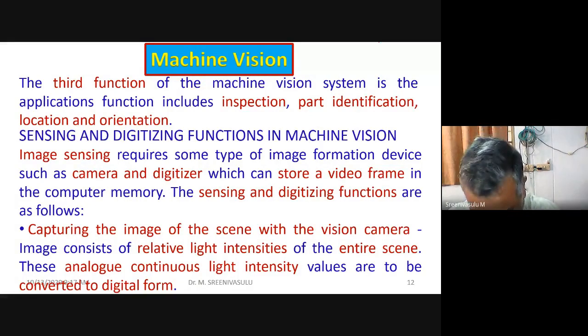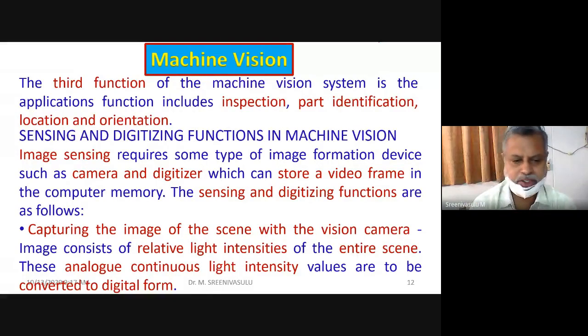Okay, so there are certain functions, sub functions that are all associated with this. The first one is actually under that capturing the image of the scene with the vision camera. So when that particular image has been captured, it is going to have the entire scene. Whatever your camera would have been focused to an area, and that particular camera will be having a particular zone. Within that particular zone, whatever the object is available, all those objects are going to be captured.